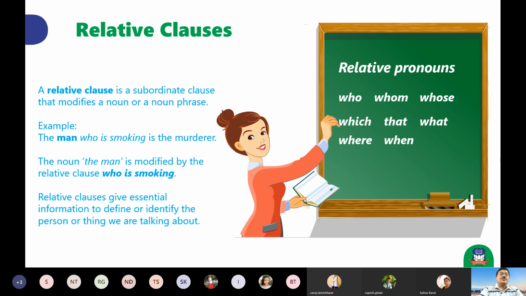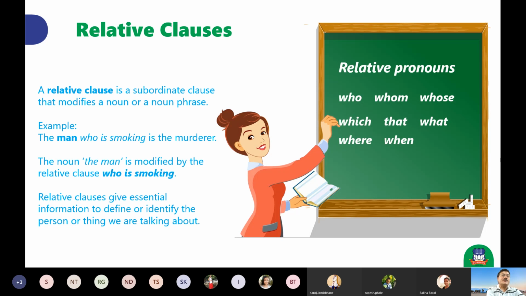So a relative clause is a subordinate clause. Okay, I already told you, a subordinate clause that modifies a noun or a noun phrase. In different places, in different ways you can find it. So it can be an adjective clause also. It can be described as a subordinate clause. When you say subordinate, then a main clause will be there and a subordinate clause. Okay, that modifies a noun or a noun phrase. Sometimes there will be a noun or a noun phrase also. With a noun, if there is more than one word, that can be a noun phrase.